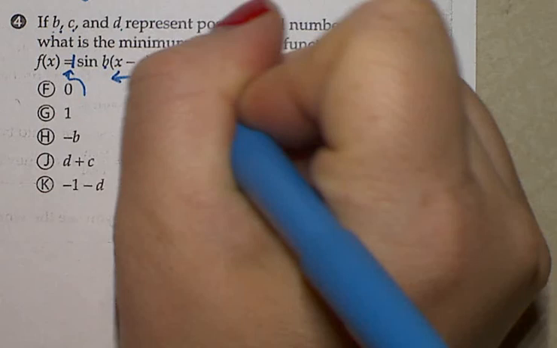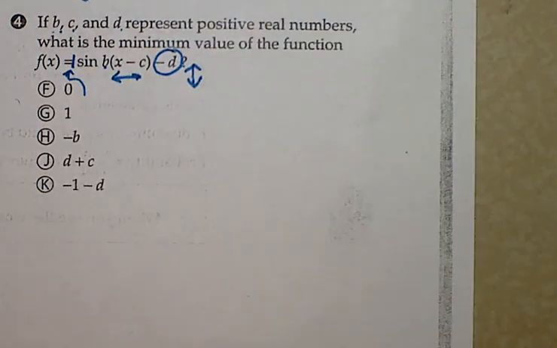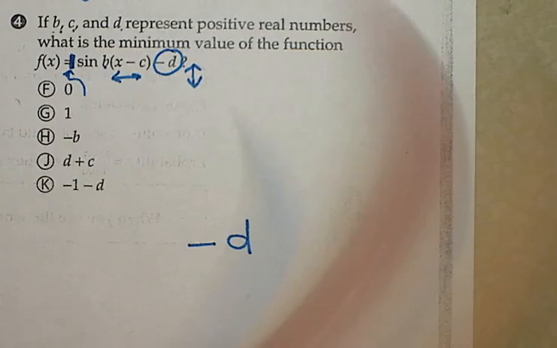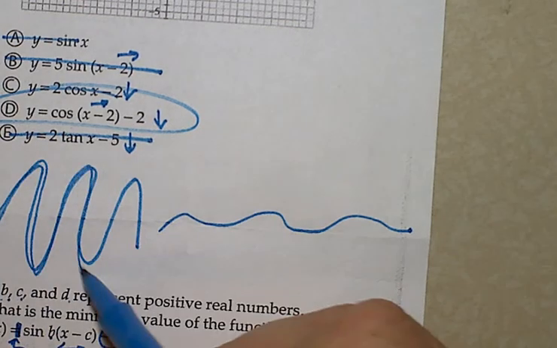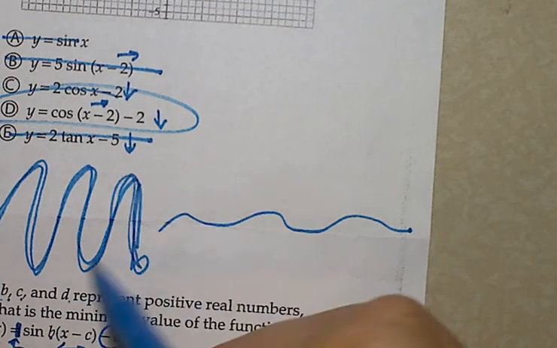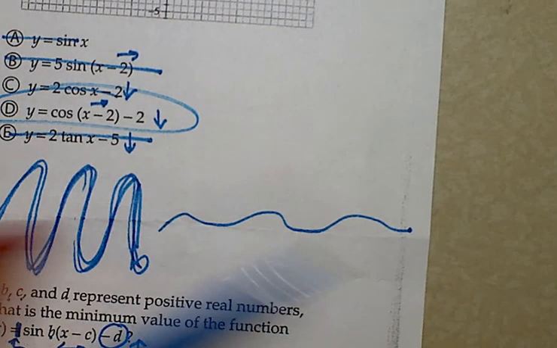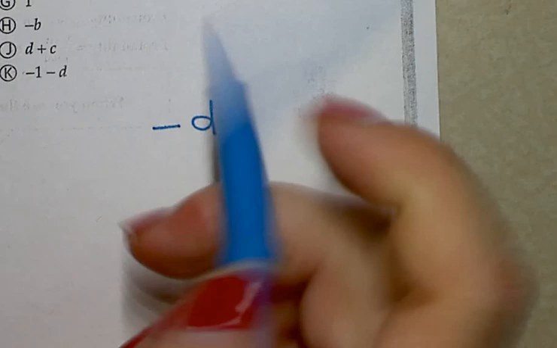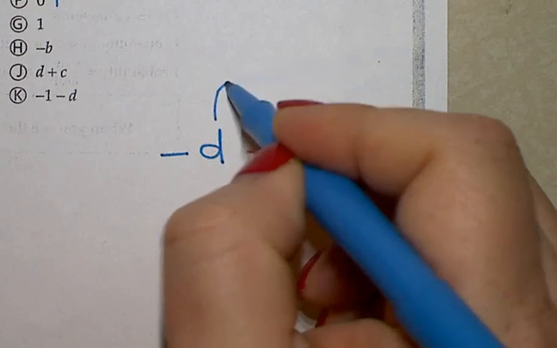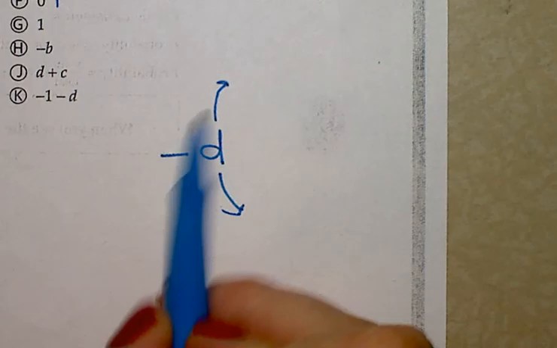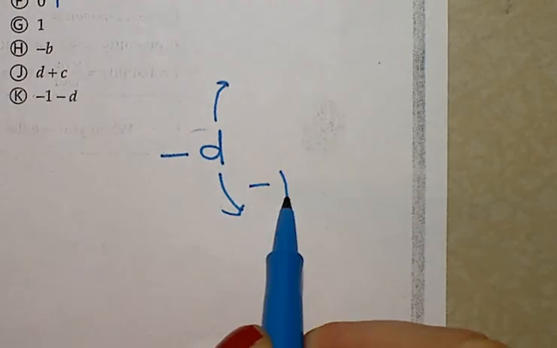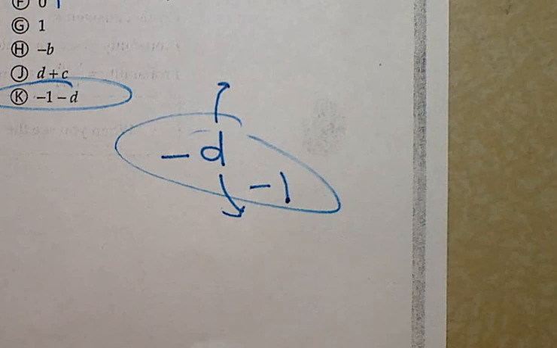Well, this describes where we're shifting it, right? So I know automatically we're going to shift it down. Now this number represents the amplitude, how high it goes. Not the period length, but how high this goes. So from negative D, you're going to go 1 above it and 1 below it. That's going to describe how high it goes. So it says what is the minimum? So if I take this and I subtract 1, then this option would be K. If it said to me what is the maximum, then you'd add 1.